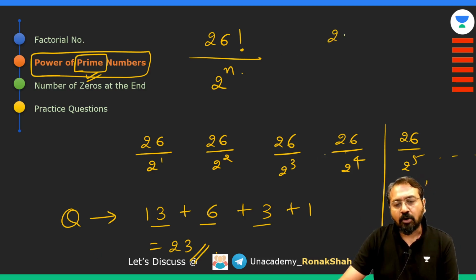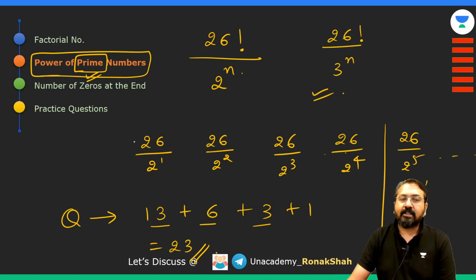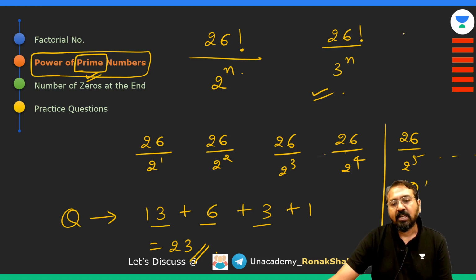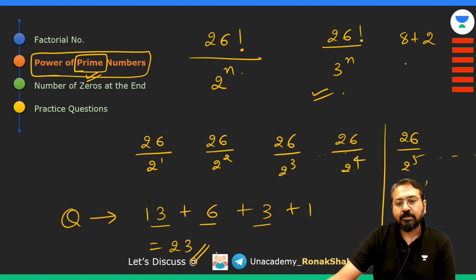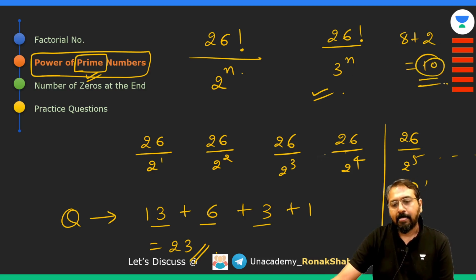Similarly, you can find out the power of 3 in the same number. Just see whether you are getting the correct answer or not. It's very easy to figure out. For example, 26 divided by 3, it will be 8, 26 divided by 9, it will be 2, and 26 divided by 27, it will not be divisible, so power of 3 will be 10, right?